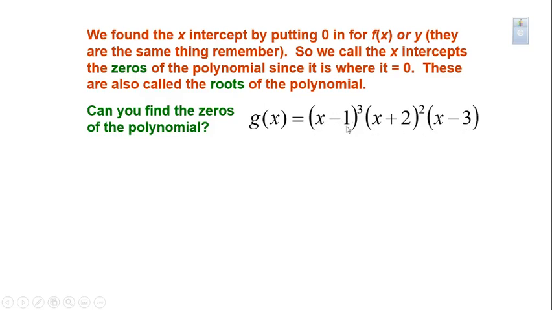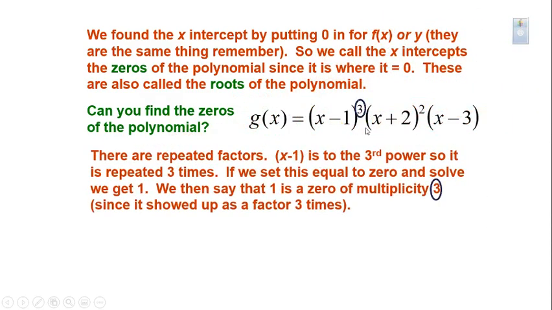But if you look at this factored form here, this x minus 1 is there 3 times. So it represents x minus 1 times x minus 1 times x minus 1. So this 0 is repeated 3 times. We call that the multiplicity of the 0.